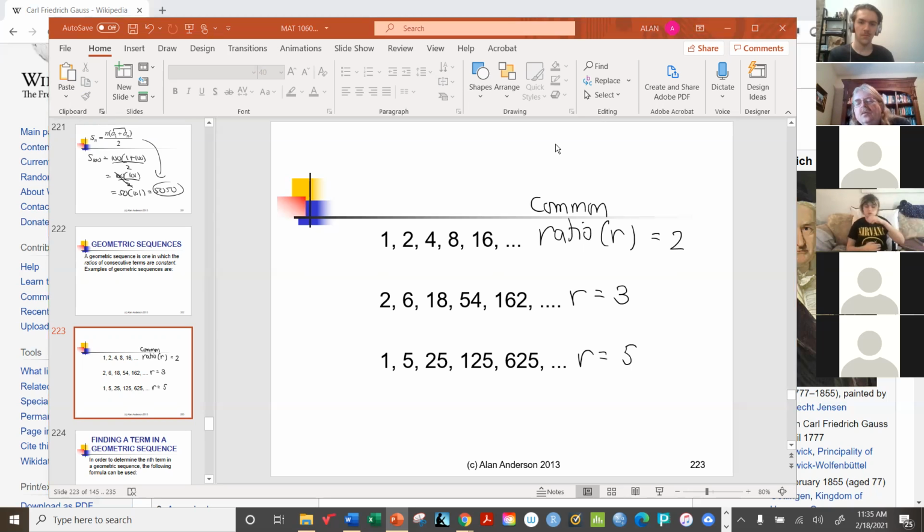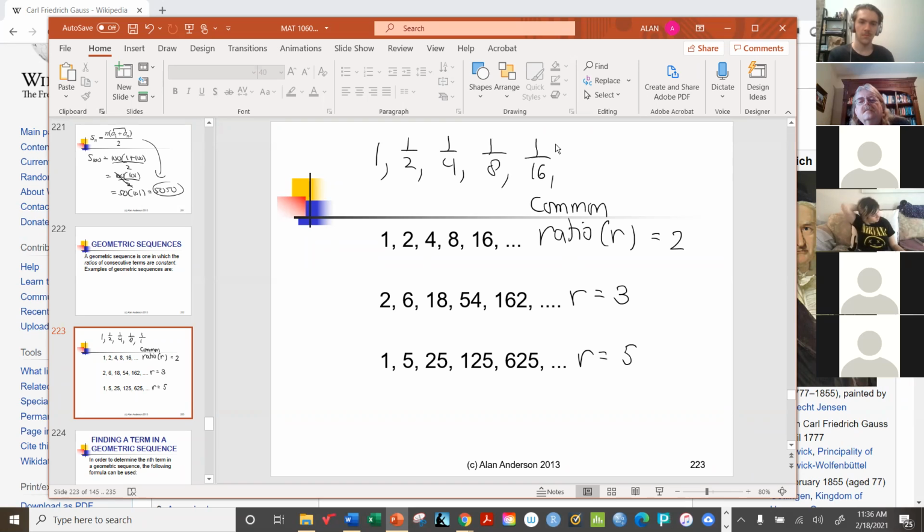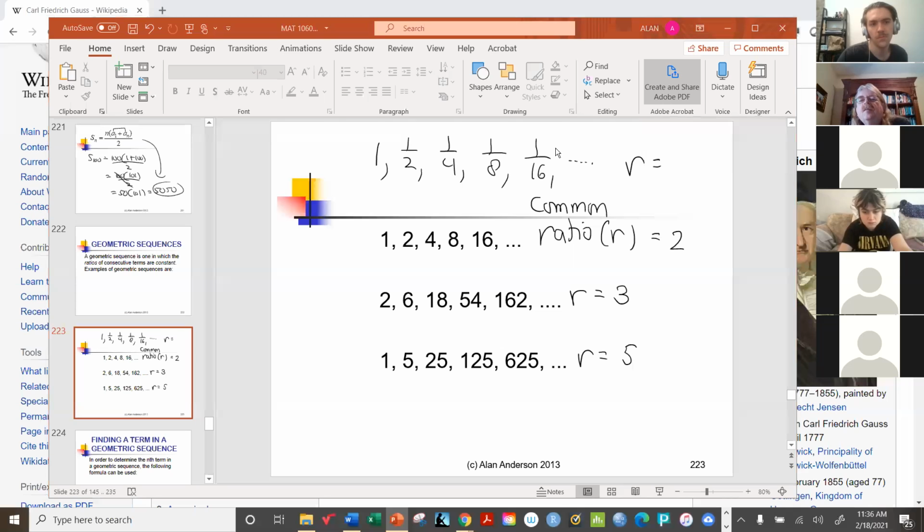Now, I do want to point out that the ratio doesn't have to be a positive integer. What if I had something like this? What's the common ratio in that case? Well, it's not actually 2, it's 1/2, because you're multiplying each of the terms by a half to get to the next term. In other words, to go from here to here, I multiplied 1 by a half. Here I multiplied a half by a half, a quarter by a half, et cetera.